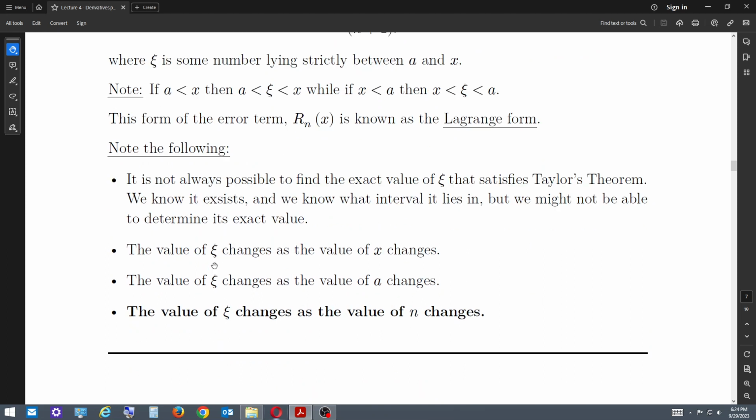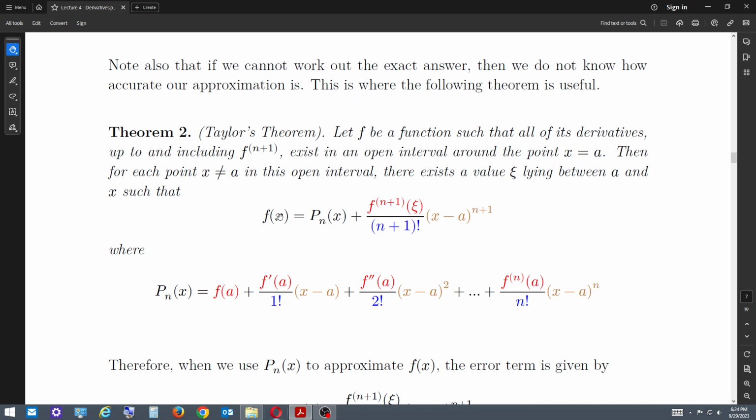Just a few things to note. The value of xc does change with all three of these: with x, with a, and with n. If I vary the value of x, I would get a different xc. If I vary the point at which it's centered, a, again, a different xc. If I change the degree of the polynomial I'm looking at, obviously I'm going to have a different error term, so a different xc again.